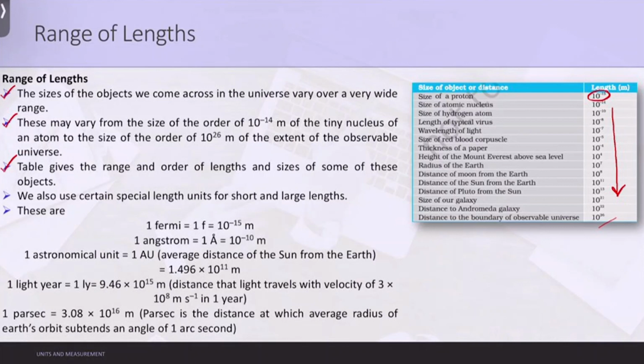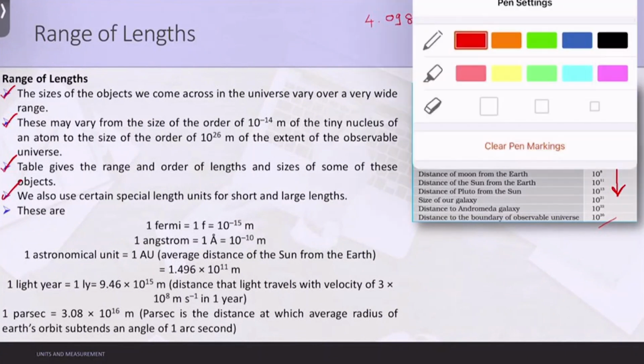We also use certain special length units for short and large lengths. Understanding every concept in terms of meters is a little tedious. Every time we cannot write, let's say, 4.69098 times 10 to the power minus 10 meters. Writing these terms again and again will take up much time and is also quite confusing. Therefore, we directly use units like Angstroms, or Fermi, or kilometers, etc., and directly utilize these in our work.